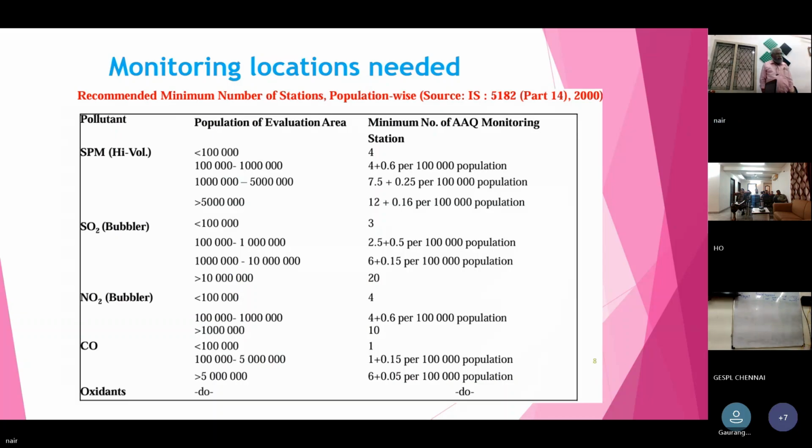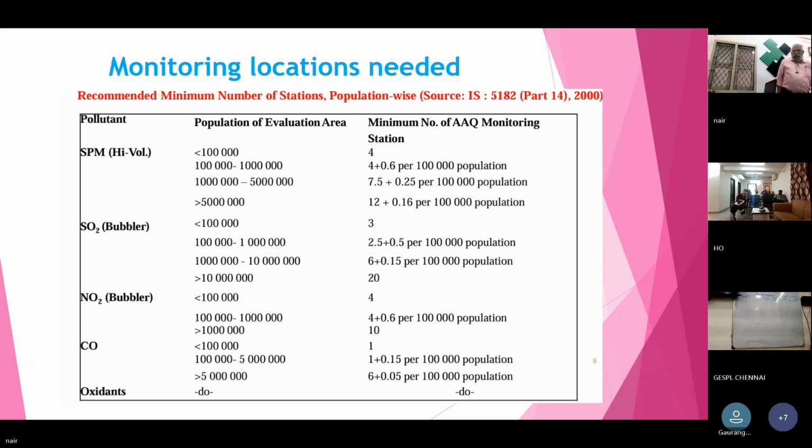Actually, the required monitoring locations are told like this. But nobody takes care of it, and the majority of the people don't know. Suspended particulate matter, I have told, high volume, and SO2 I have told the bubbler, and NO2 bubbler. Carbon monoxide, oxidant. Based on the population of the evaluation area, how many monitoring stations are there? But usually we put 8, costly 8.